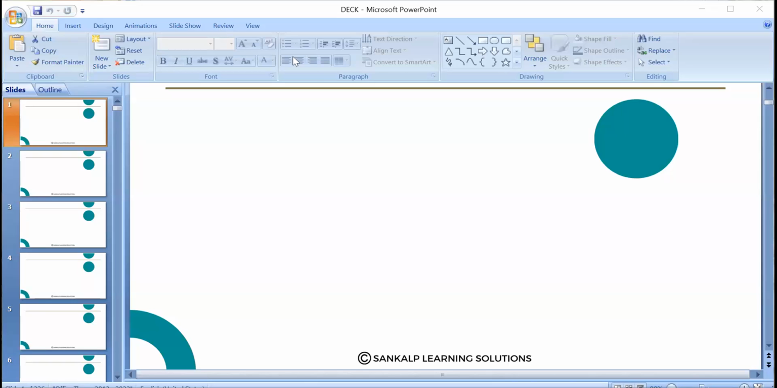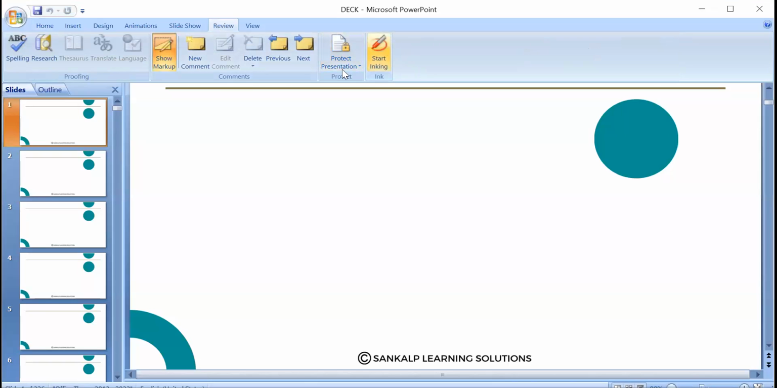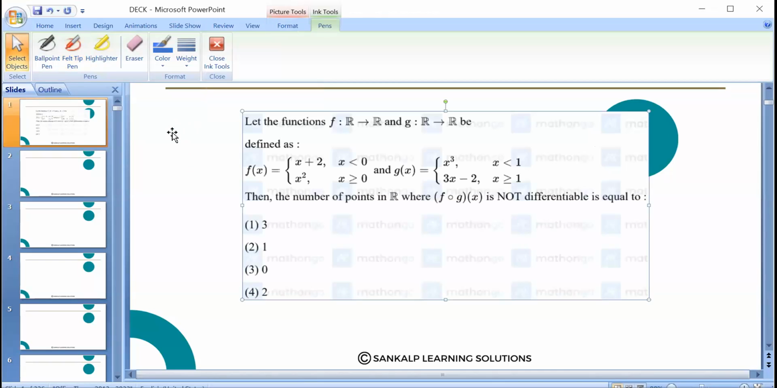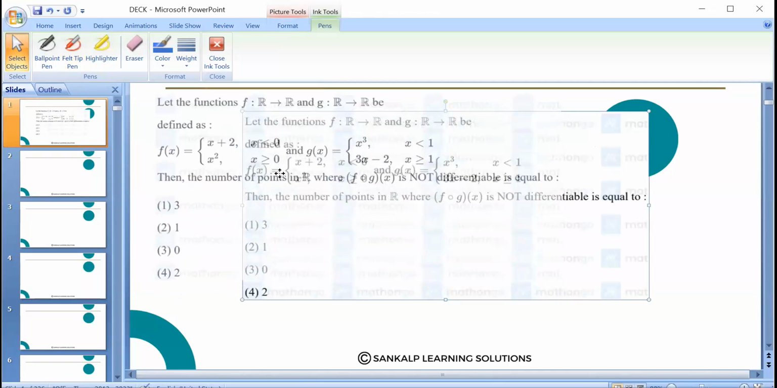So, hello students. Today we are going to do continuity and differentiability as the next chapter in JEE. This is the first question.